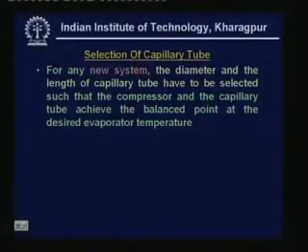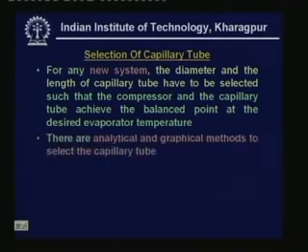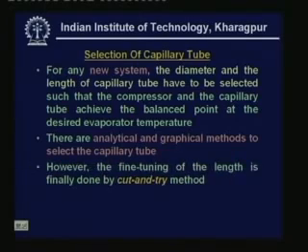So that is what is explained here. For any new system, the diameter and the length of capillary tube have to be selected such that the compressor and the capillary tube achieve the balance point at the desired evaporator temperature. And there are analytical and graphical methods to select the capillary tube, but both these methods involve certain assumptions. So finally, the fine tuning of the capillary tube is always done by using what is known as the cut and try method.